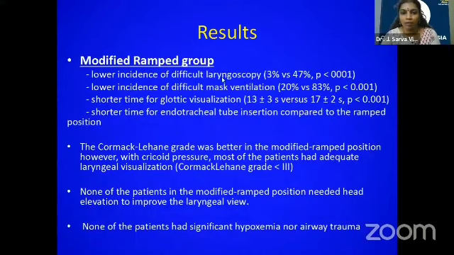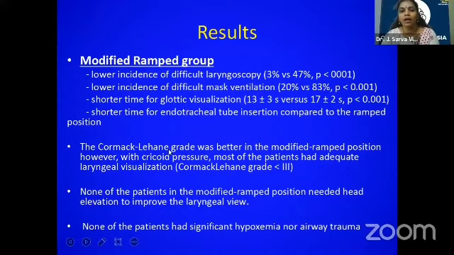The modified ramp group showed a lower incidence of difficult laryngoscopy, 3% in comparison with the ramp group, which had 45% incidence. This modified ramp group also had a lower incidence of difficult mask ventilation, as low as 20% as compared to 83% in the ramp group. They also had a shorter time of glottic visualization, almost 4 seconds shorter.